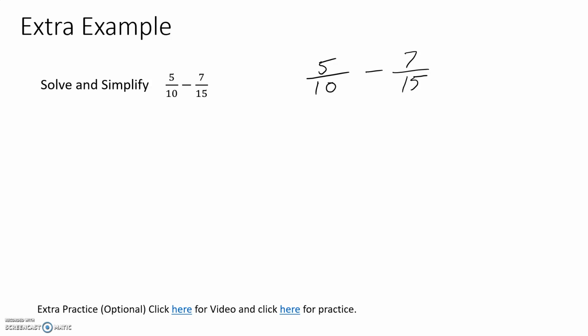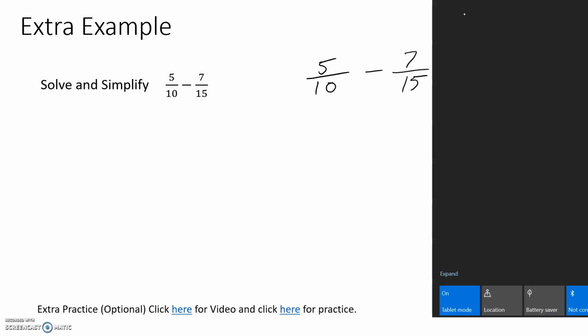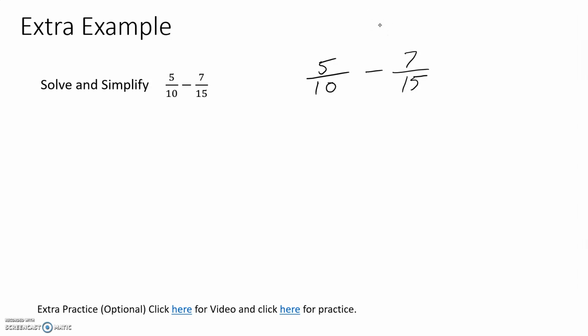So luckily, I don't have to go very far because I got 15, and then 30, and then 45. So I know right off the bat, 30 is going to be a common multiple of both 10 and 15. So I'm going to use that as my common denominator. So I'm going to put it down here. 30s, something. All right. Notice the denominators are both the same.